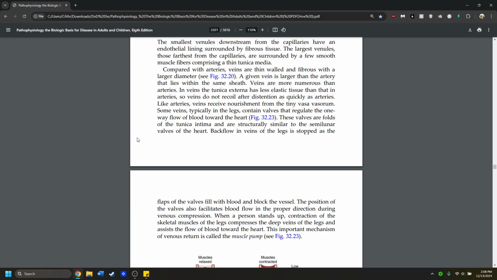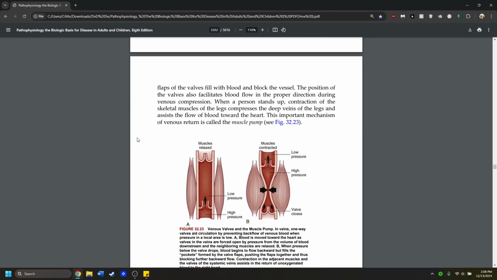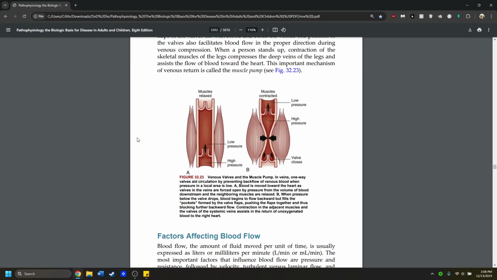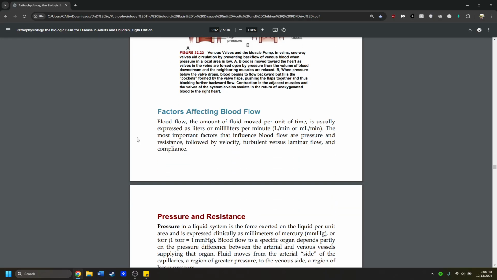When a person stands up, contraction of the skeletal muscles of the legs compresses the deep veins of the legs and assists the flow of blood toward the heart. This important mechanism of venous return is called the muscle pump. So here you have a relaxed muscle and then a contracted muscle, and because of that pump or high pressure, blood flows up. And that's how that blood comes back from our legs to the heart.